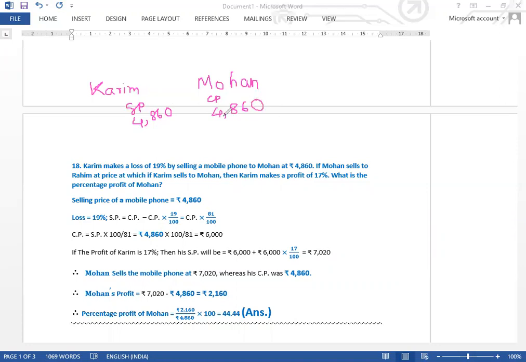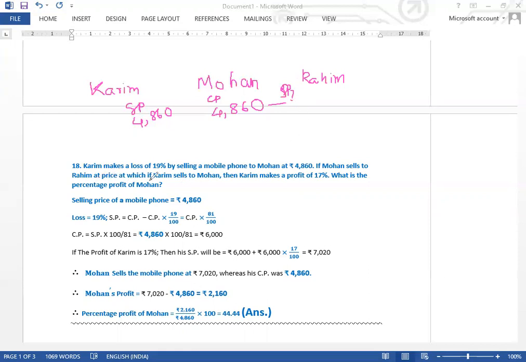Now Mohan sells the same phone to Rahim. So Mohan sells the same phone to Rahim at a price. So the selling price for Mohan is not known. The selling price we don't know for Mohan.